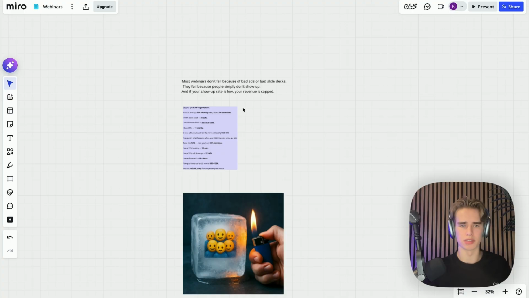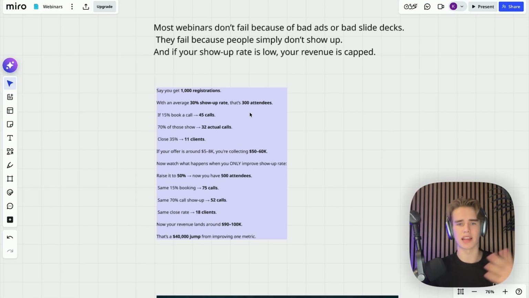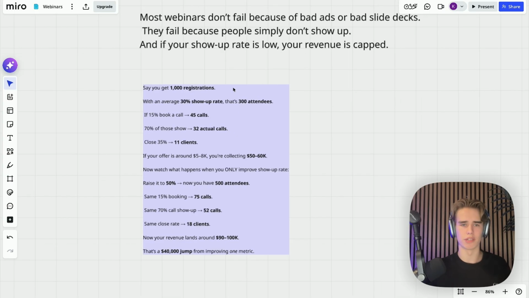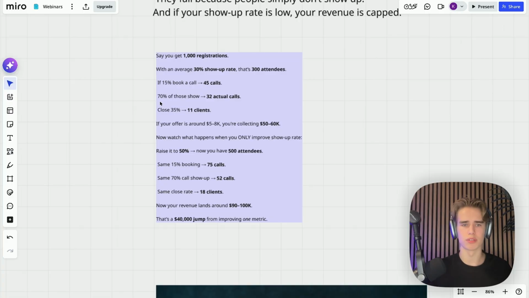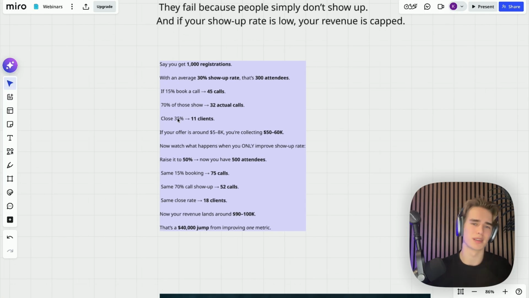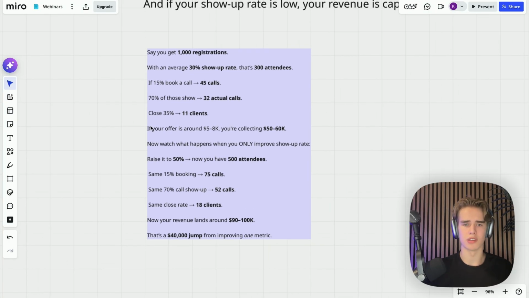Super important, right? So just to show you guys how important it actually is, let's say you have 1K registrants, you have a 30% show up rate, you get 300 attendees, you book 45 calls with a 70% show rate, that's 32 calls, 35% close rate, you close 11 clients. And let's say you have a 5K AOV, you make 50 to 60K.